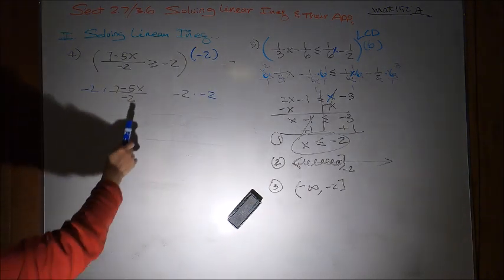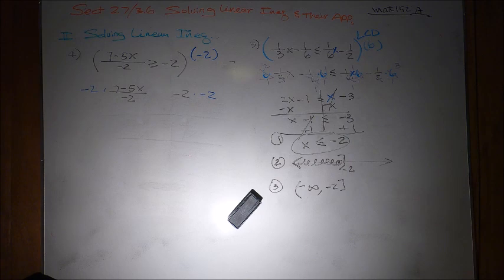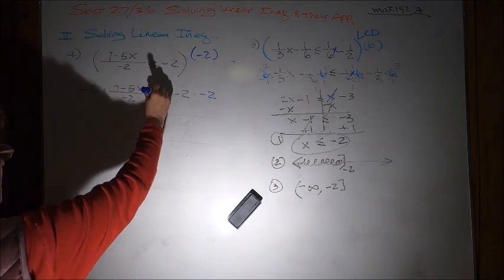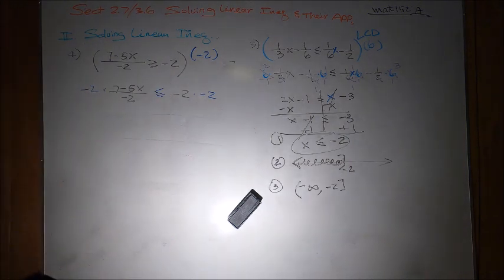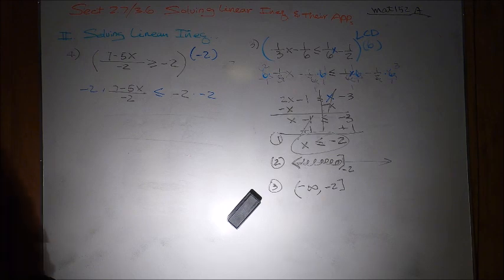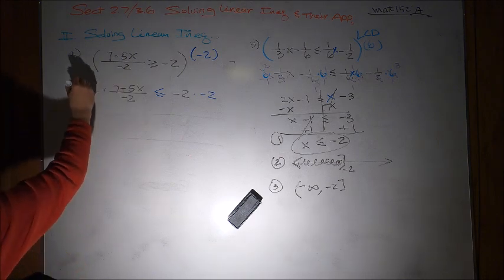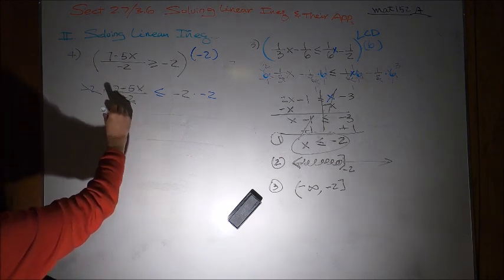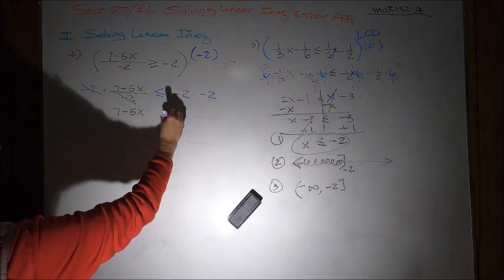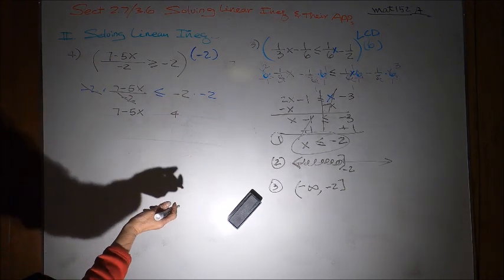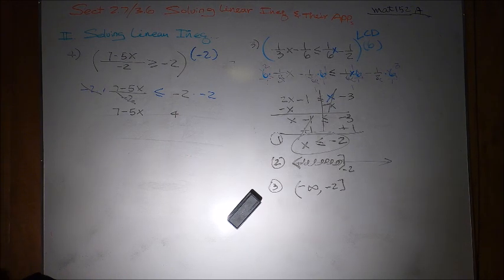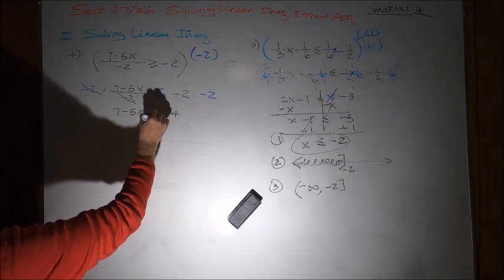Should I change the direction of the sign? Yes. Why? Because we multiply them by a negative number, right? Then the negatives cancel out, so that will be 7 minus 5x and 4. Do I change the direction right now? Not really. I'm just simplifying.